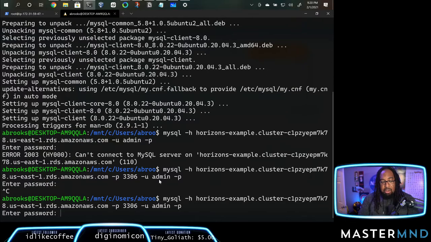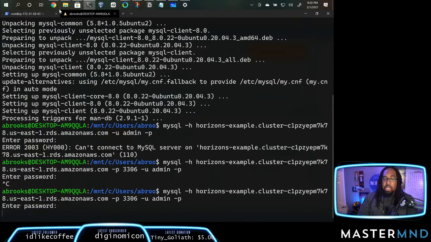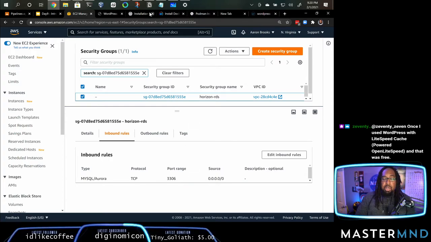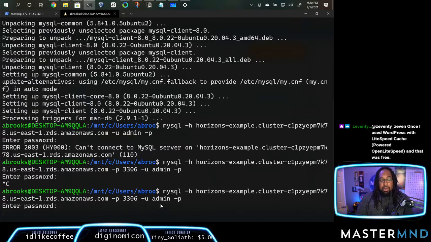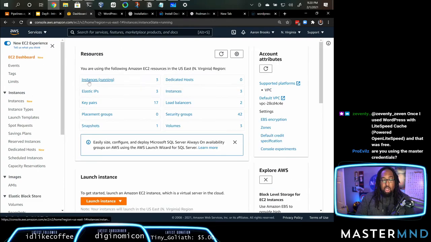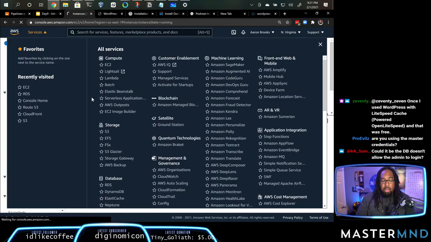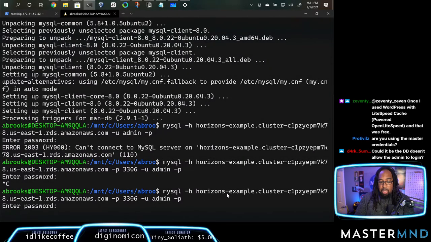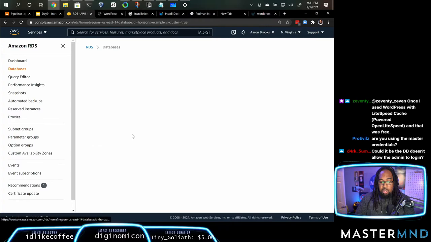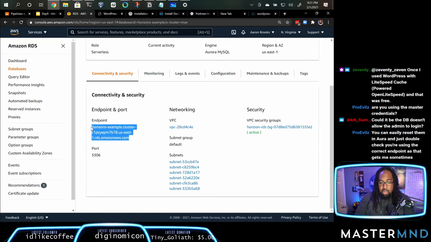Error, can't connect to MySQL. See, that's weird. What was the password? This is weird. It's giving me connection errors. This looks like a networking problem, but MySQL and Aurora has an inbound rule for anybody to connect, provided they know the username and password. If we typed in the username and password incorrectly, we would get an instant error. This, on the other hand, is, I have the wrong URL or the wrong connection string, I think. Maybe Horizon's example. No, that looks right. Let's see. Yeah, no, that should be it.